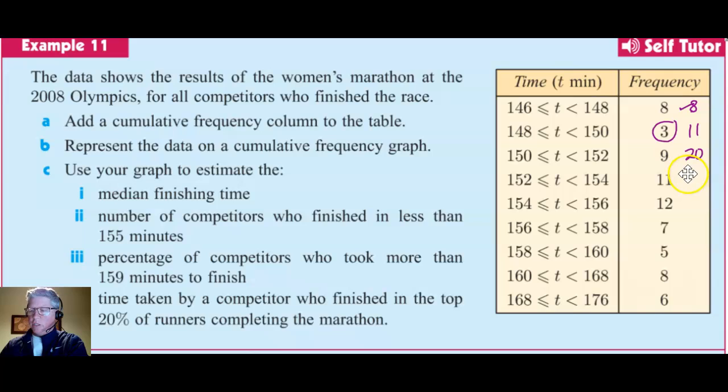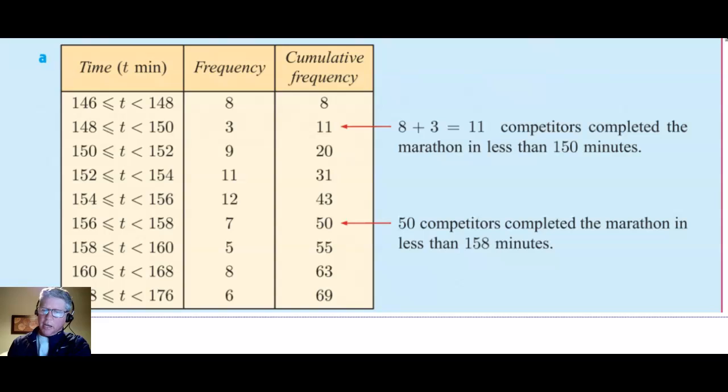So we'll go ahead and finish this. 31, 43, 50, 55, 63, and 69 runners. So anyways, there were 69 runners, and they all ran less than 176. All right, so now we have some data points. But what do you mean data points? They're for your notes. It's a nice little cleaner graph.